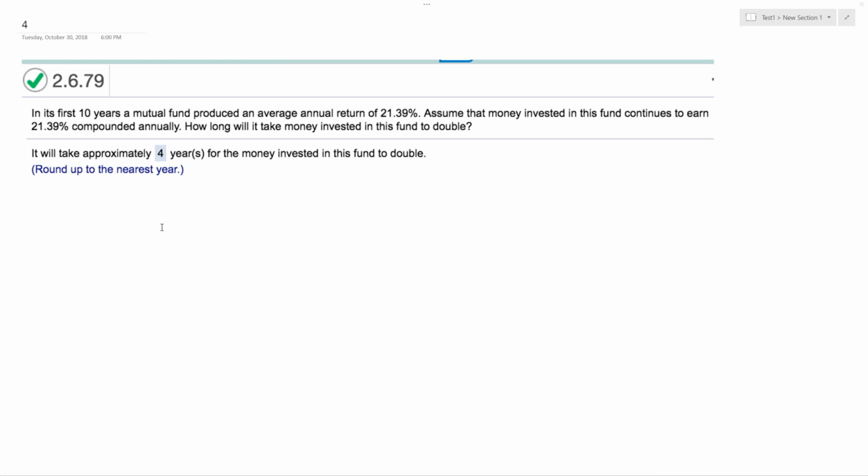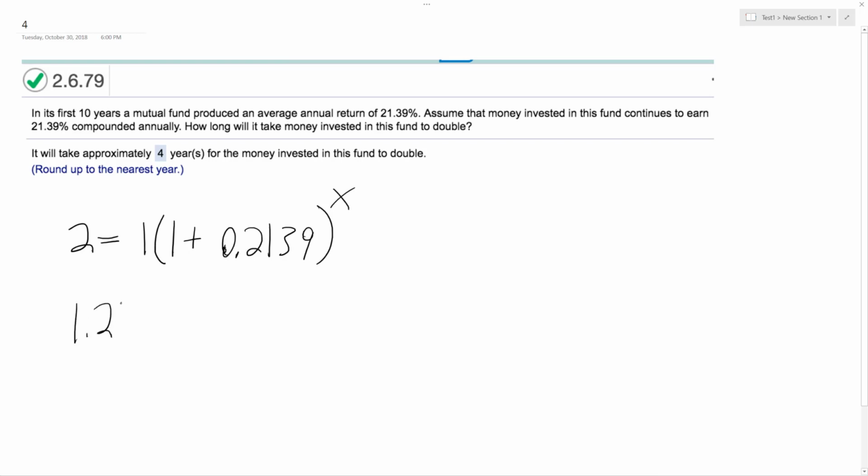So what we have here is we can just set 2, which is twice of 1, equal to 1 plus, and this is just annually, so simple interest, 0.2139, raised to the x. Well, the 1 just kind of dissolves, so we have 1.2139 raised to the x is equal to 2.